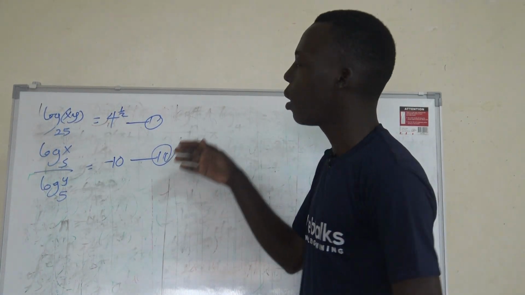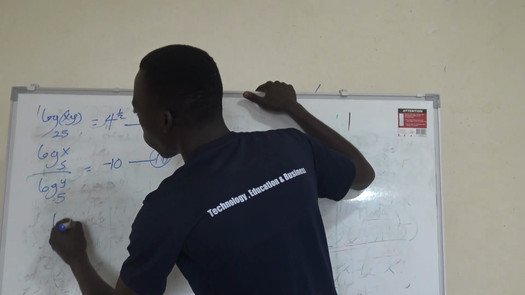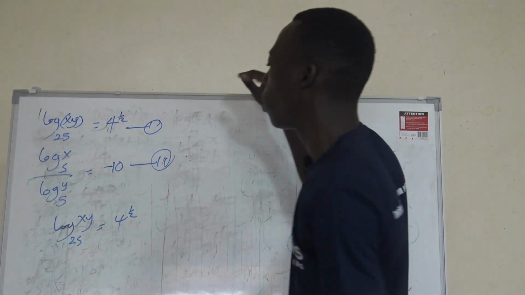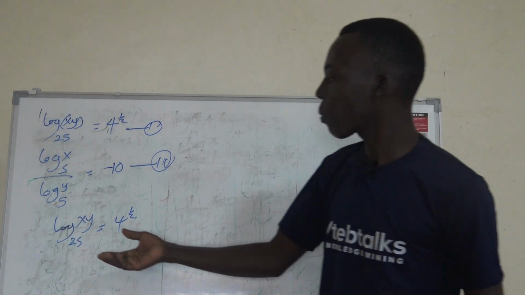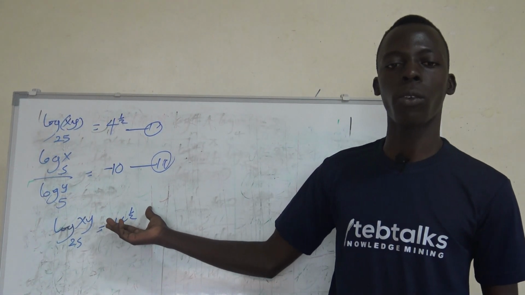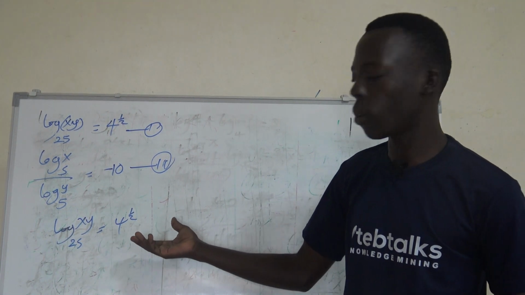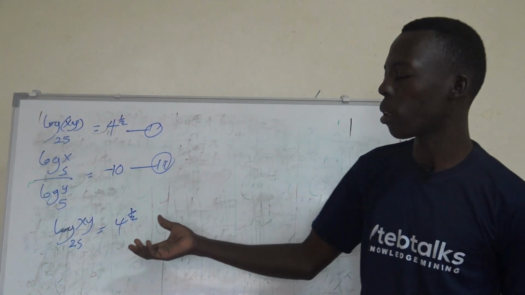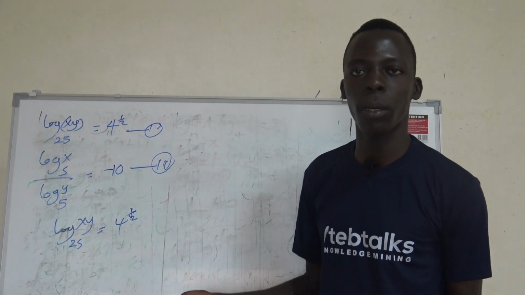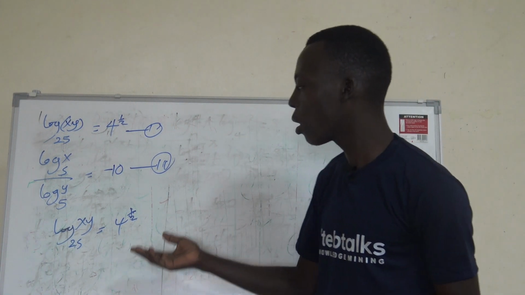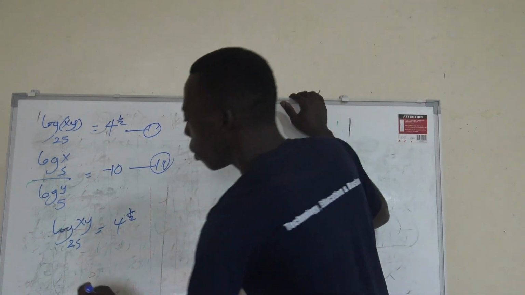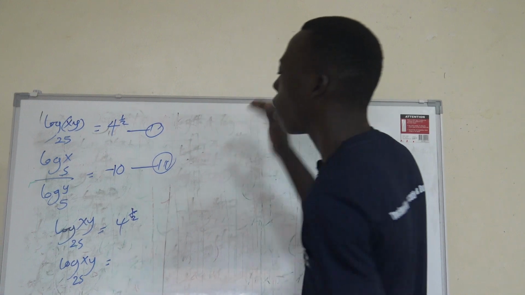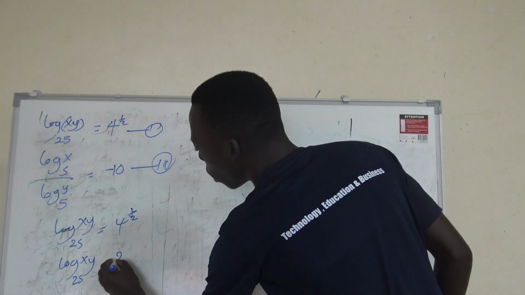For the first equation, they are saying that log of xy base 25 equals 4 power a half. Since it is 4 power a half, we can deal with it. We know that power half is the same as a square root of something. So we get the square root of 4. So this is log of xy base 25 equals the square root of 4, which is 2.